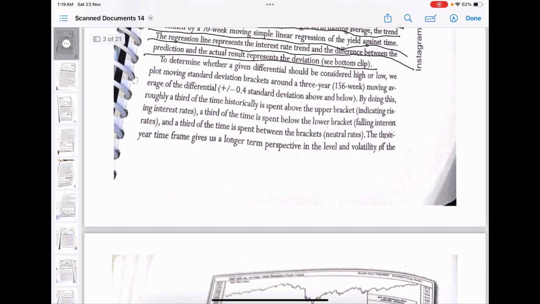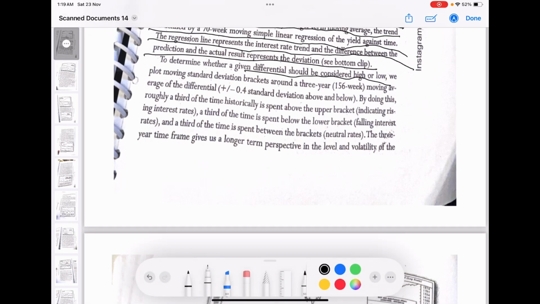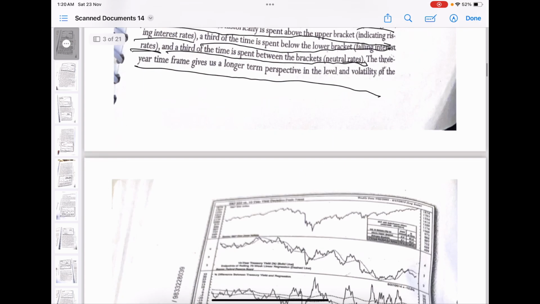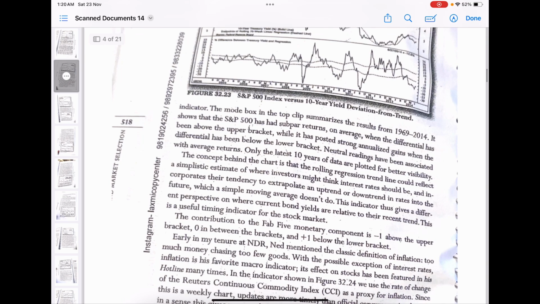To determine whether a given differential should be considered high or low, we plot moving standard deviation brackets around a 3-year moving average of the differential. By doing this, roughly a third of the time historically is spent above the bracket, indicating rising interest rates. One third of the time is spent below the lower bracket, which means falling interest rates, and a third of the time is spent between the brackets, which means neutral rates. The 3-year time frame gives us a longer term perspective, and in that case, even the volatility is better.